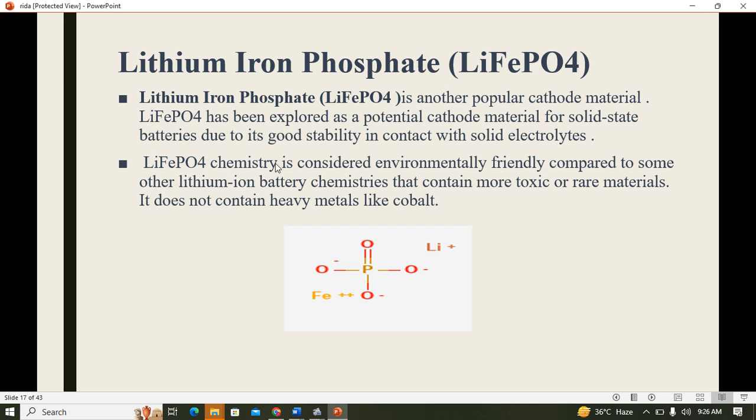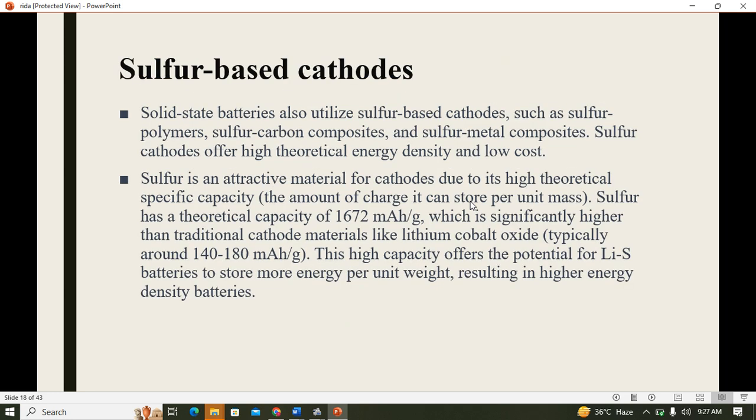Lithium iron phosphate chemistry is considered environmentally friendly compared to some other lithium ion batteries that contain more toxic or rare materials. It does not contain heavy metals like cobalt. Basically, using any material which is toxic for our environment is not good. So lithium iron phosphate is environmentally friendly, and this type of material is widely used because of this reason.